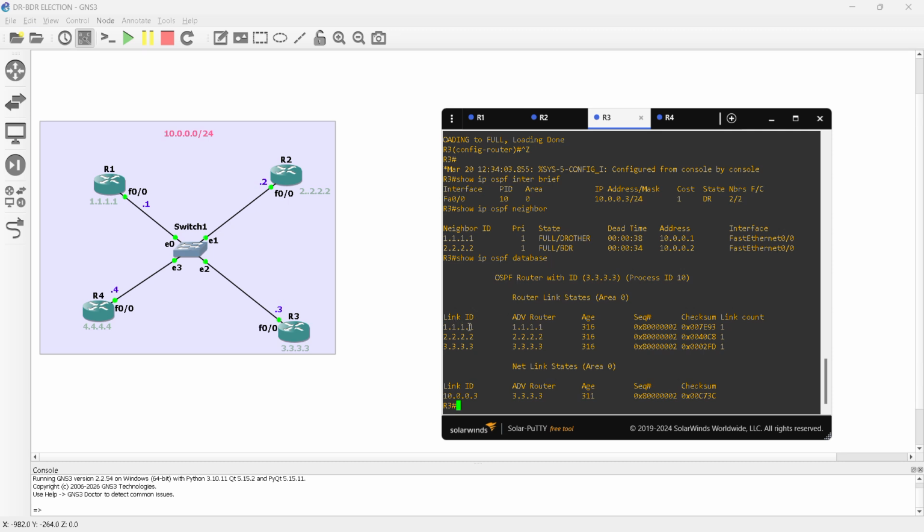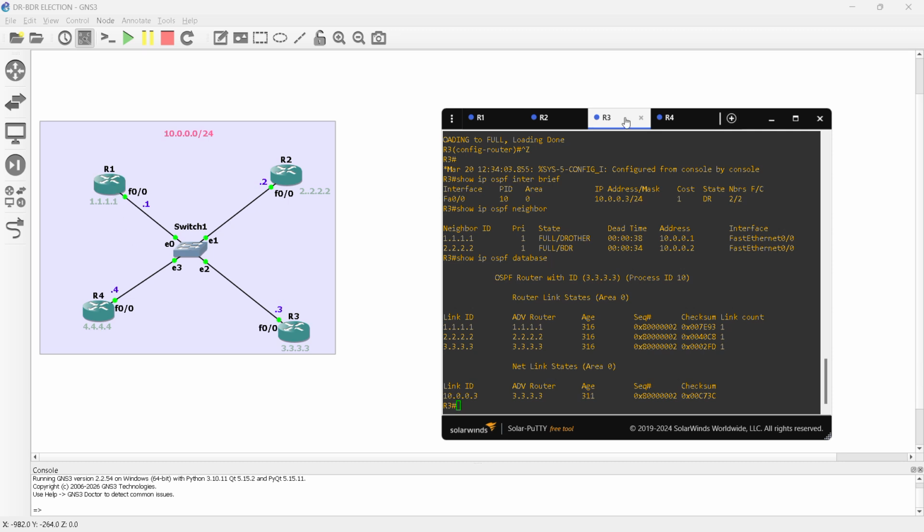Here as you can see, R1, R2 and R3 generated type 1 LSA, router LSA, and only R3 generated type 2 LSA. Right? Now we'll add R4 as a new router, and the trick here is R4 has a higher router ID, 4.4.4.4. So let's see what will happen as we add a new router where the selection of DR and BDR has already happened.